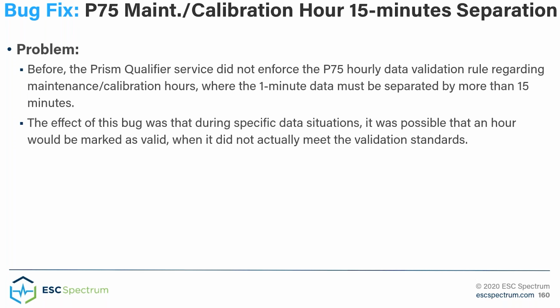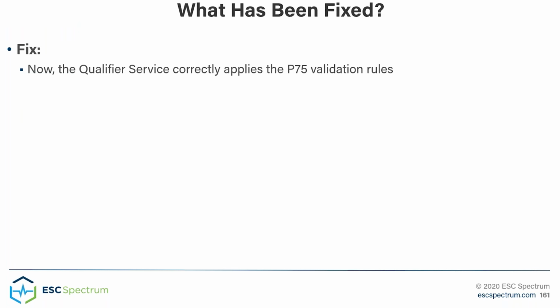All right, another bug fix was Part 75, maintenance and calibration hour, 15-minute separation rule. If you're not familiar, there's a rule with Part 75 parameters where if you're in a calibration or maintenance hour, the 2 data points must be at least 15 minutes apart. And if they're not, it doesn't actually count as a valid hour. And before, Prism actually wasn't respecting that rule.